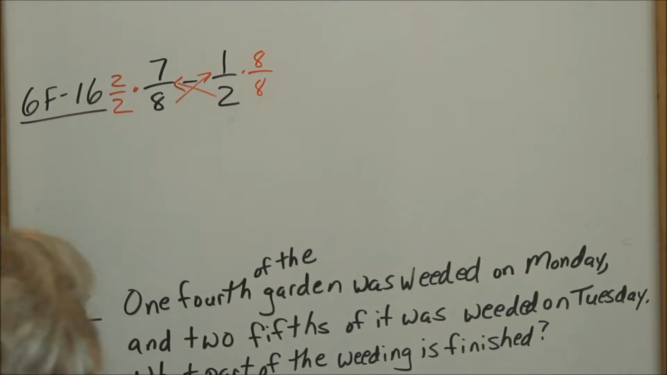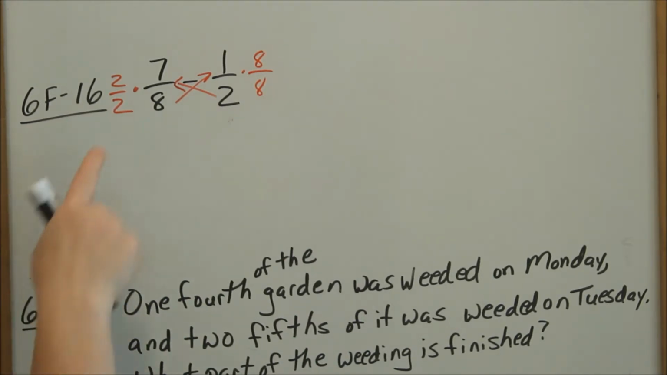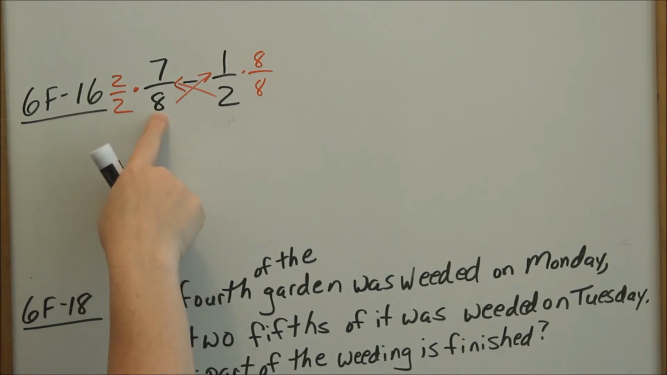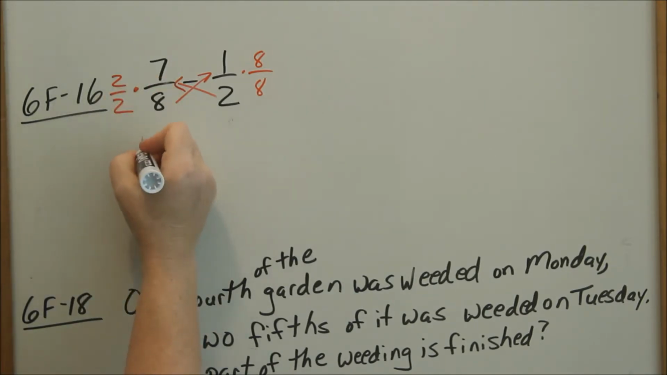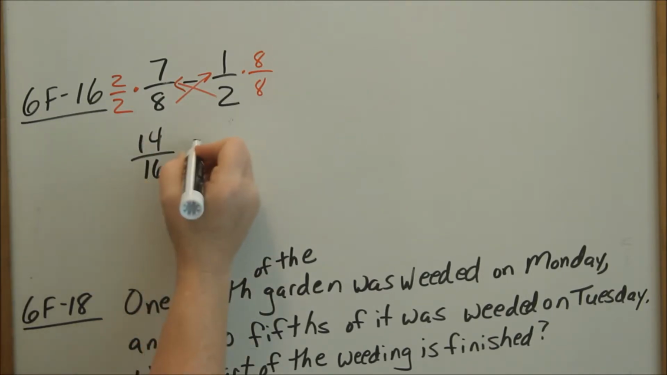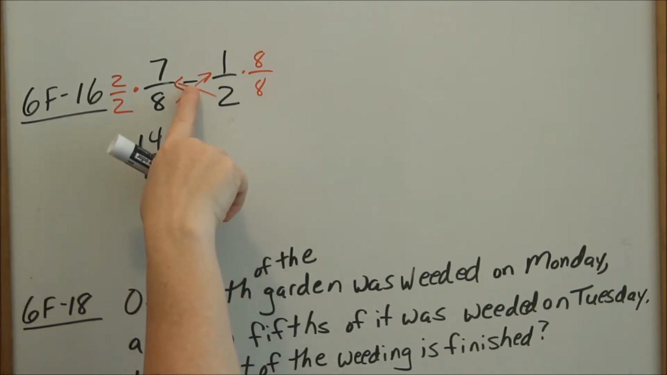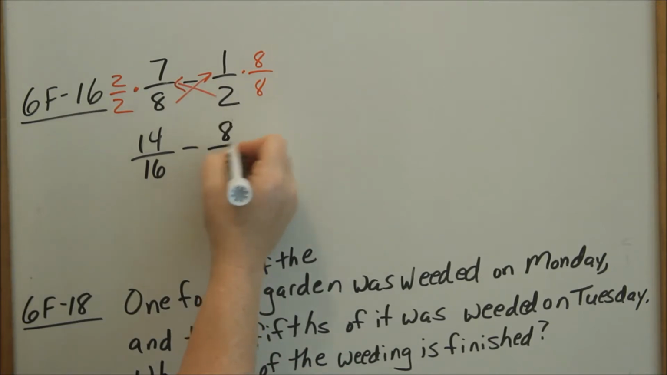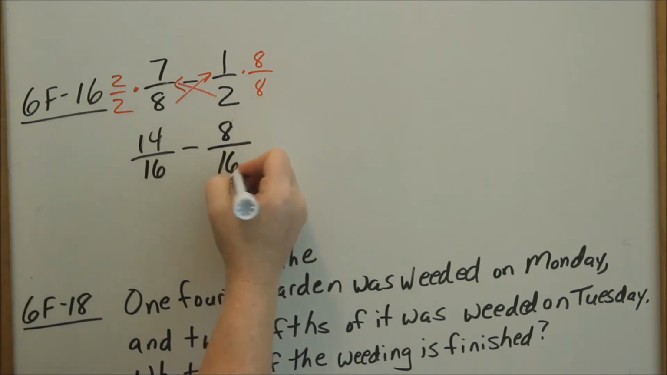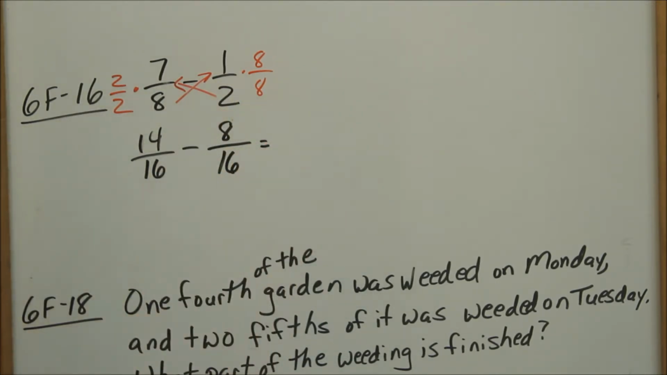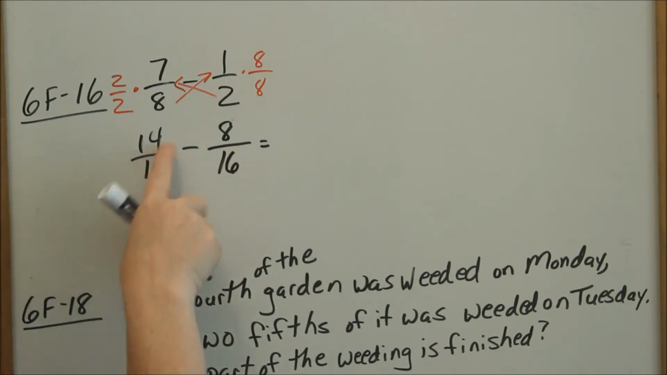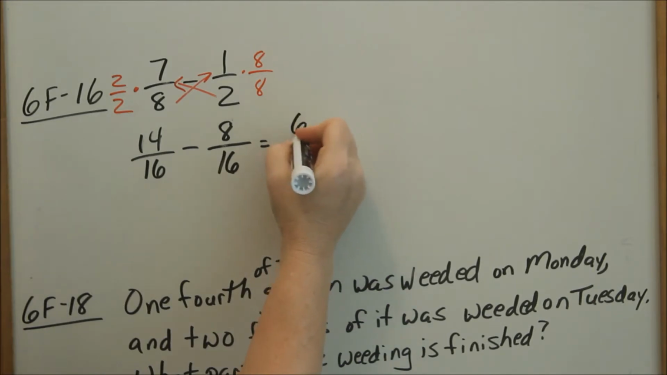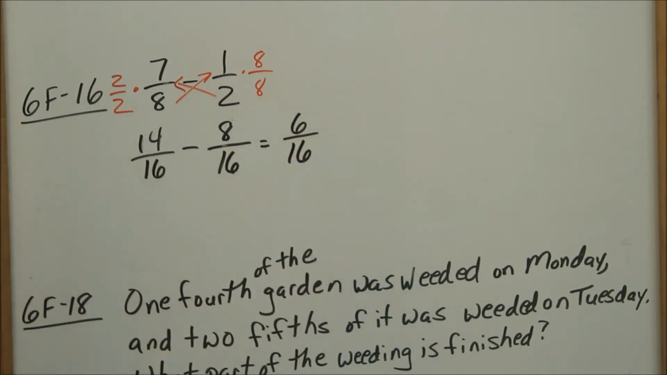Okay, so now we do our new fractions. Multiplying these, just multiply straight across. 2 times 7, 14. 2 times 8, 16. Minus, because that was a minus. 1 times 8, 8. 2 times 8, 16. Now that we have a common denominator, you only add or subtract the numerators. 14 minus 8 is 6, and then the denominator is the same.